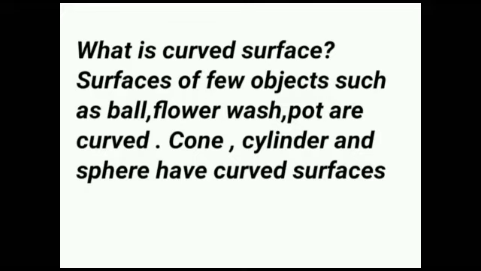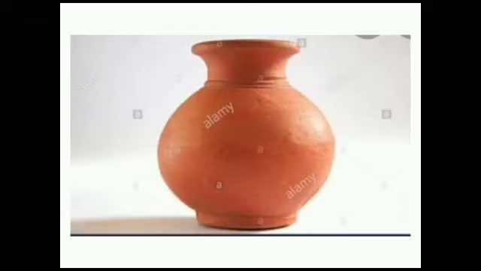Here is an example for plane surface. This is a table. This is a blackboard. So we can see inside the plane surface. Next, what is curved surface? Surfaces of few objects such as ball, flower vase, pot are curved. Cone, cylinder and sphere have curved surfaces. This is an example for curved surface. This is a pot. This is a ball. It has a curved part.